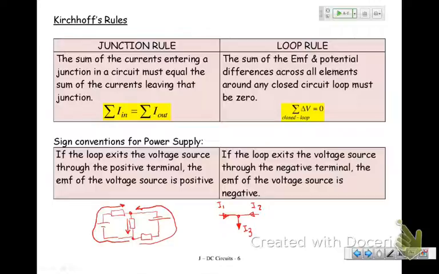So for a junction, if I look at my logic, I have I1, that's coming into the junction, and so is I2. So I2 is coming into the junction, and that equals I3, because that's leaving the junction. Yeah? Current is not created or destroyed at the junction, so what comes in must equal what goes out. Agreed? That's just logic.